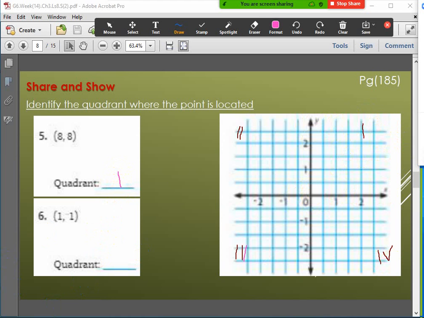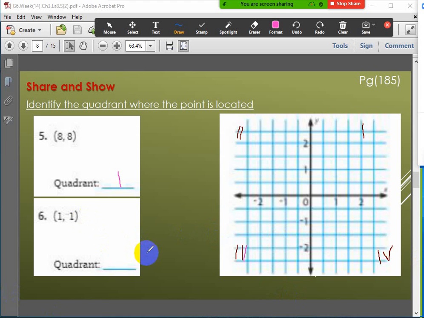What about number 6? Who didn't answer? Yes, Rijan, open the mic and tell me this point: 1, -1. The x is positive, the y is negative. In which quadrant will this point be located? In the fourth one. Very good. Your answer is correct. Thank you, Rijan.